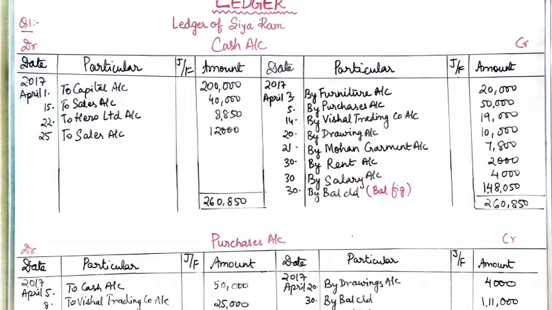April 21, Mohan Garments account debit to cash account, therefore by Mohan Garments 7,800. April 30, rent account debit to cash, so by rent 2,000. April 30 again, by salary account 4,000, that is salary to cash. Then on the to side, cash account debit to capital account, so to capital 2 lakh. April 15, cash account debit to sales account, to sales 40,000. April 22, cash account debit to Hero Limited account, to Hero Limited 8,850. April 25, cash account debit to sales account, that is 12,000.